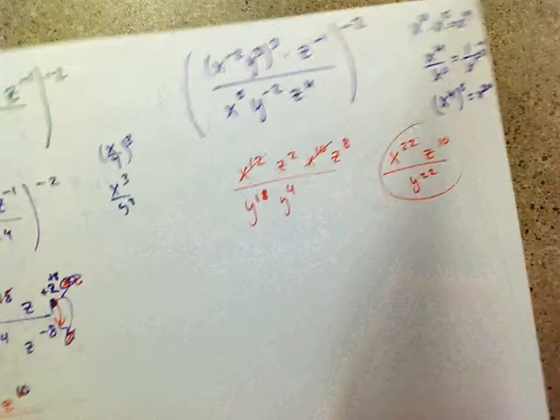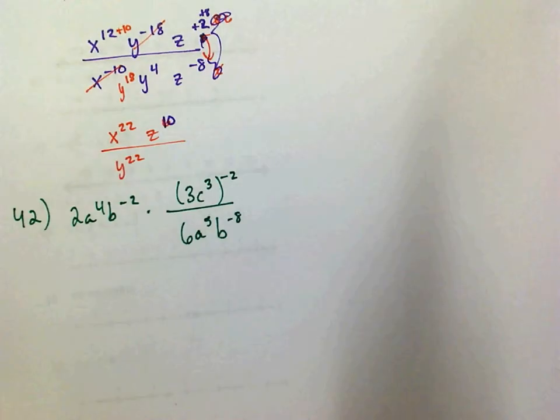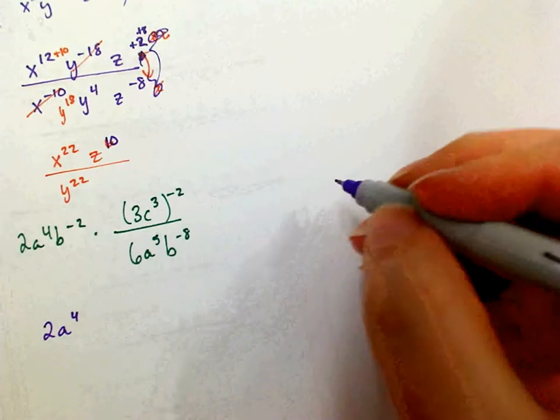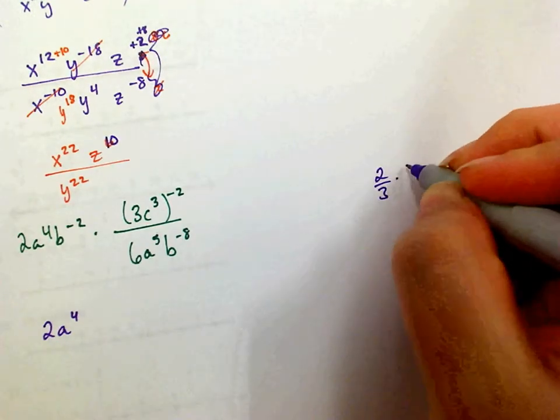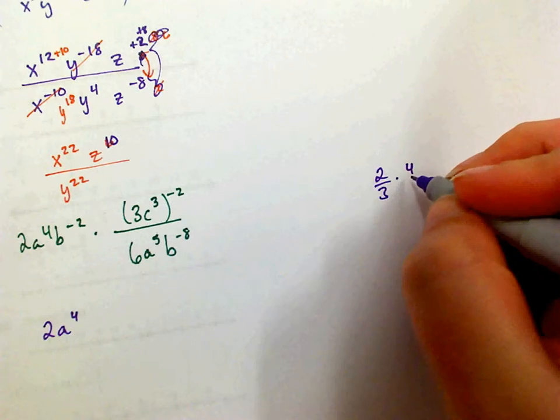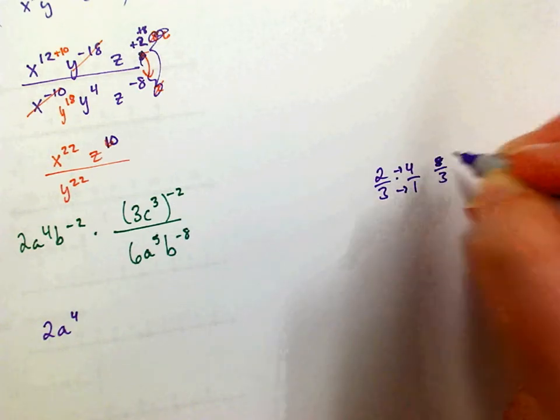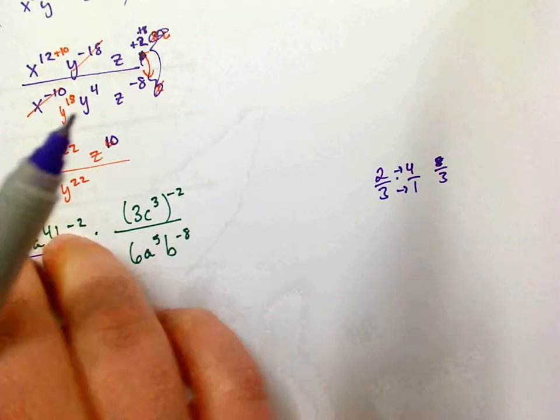Let's do 42. On 42, I'm going to just go ahead and start rewriting things as I see them. So I've got 2a to the 4th. Now, when I multiply, just as a reminder, 2/3 times 4. 4 is the same thing as 4 over 1. You multiply across. That's 8 over 3. So in the same way, this is over 1. I multiply all of these times all of those over that.